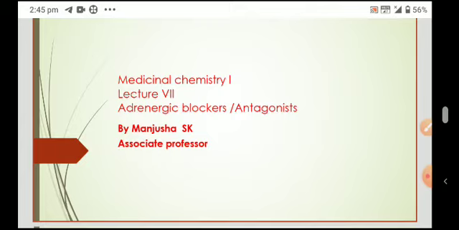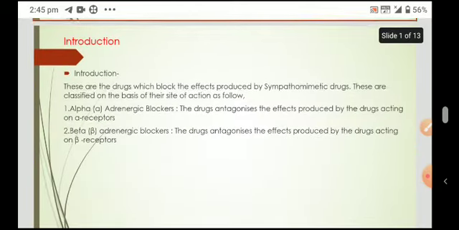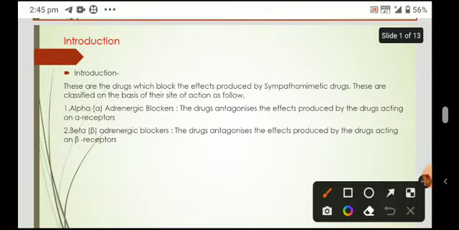So which are the important ones? Refer to everyone. Starting with our topic, adrenergic antagonists. These are the drugs which block the effect produced by the sympathomimetic drugs. The effects produced by sympathomimetic drugs are blocked by these agents, that's why they are called adrenergic antagonists.